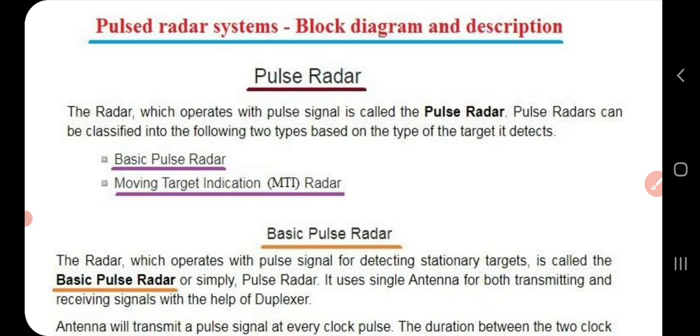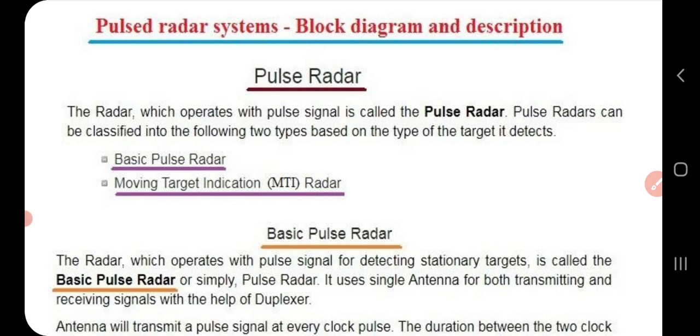A radar, as the name suggests, the radar which operates with pulse signal is called pulse radar. They are broadly classified into two based on the type of target that it detects. One is the basic pulse radar and the other one is moving target indication or MTI radar. In today's session, we will learn about basic pulse radar, its block diagram and the description. And in the next class, we will work on the moving target indication or MTI radar.